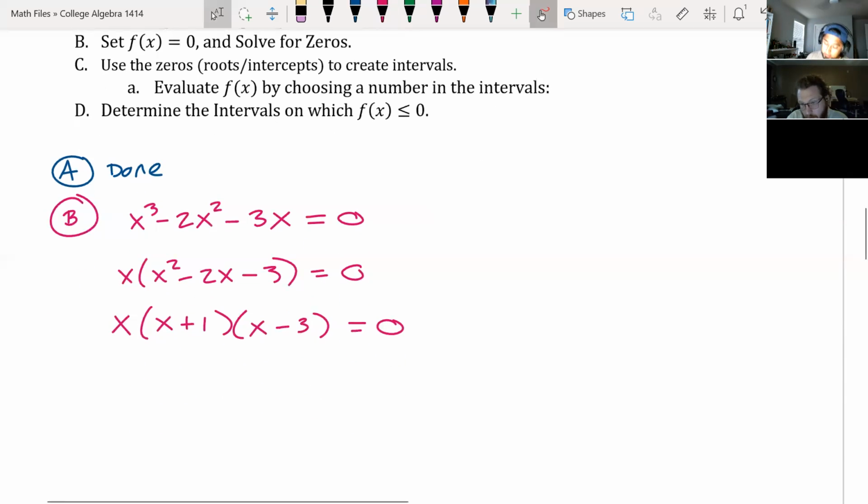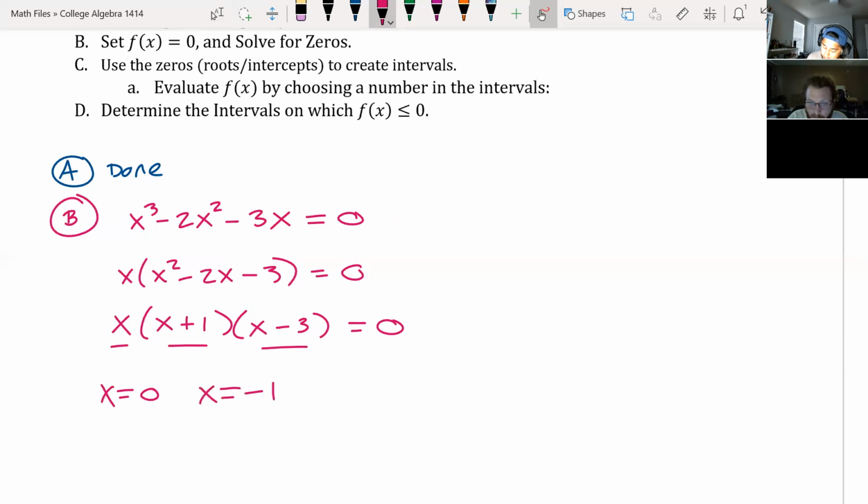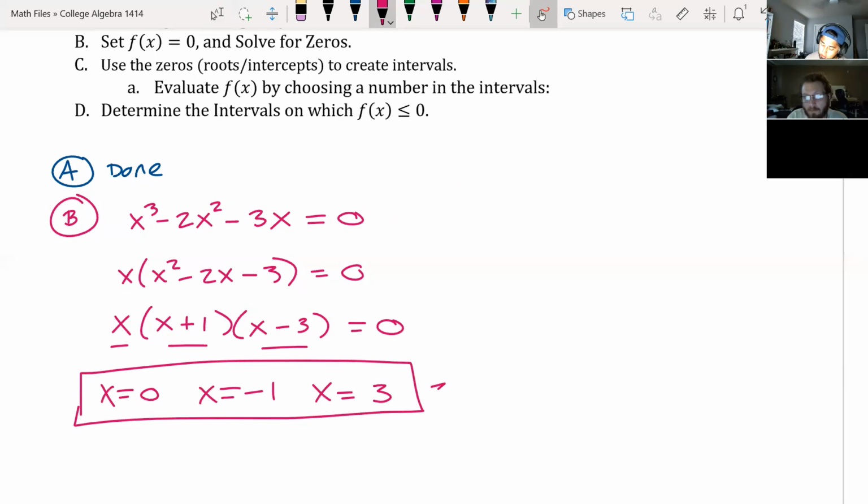And now set each term equal to 0. And you're going to get x equals 0, x equals -1, and x equals 3. Here are my zeros. Here are my x-intercepts. Here are my roots, which means we move on to step C. We create a sign chart, a number line. We plot our zeros, and we'll pick test points on this number line.